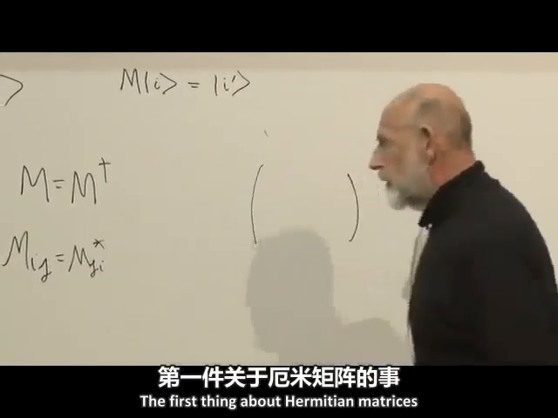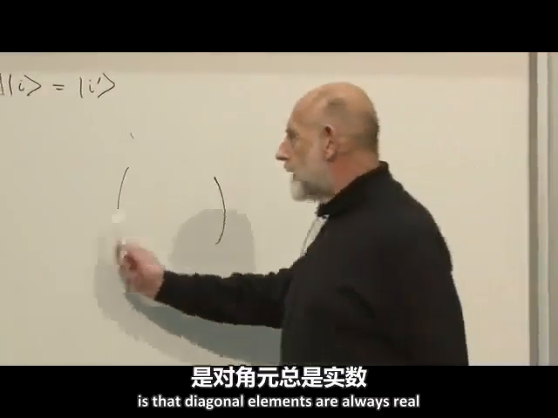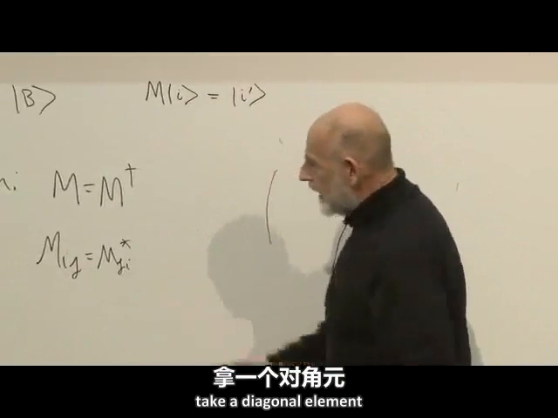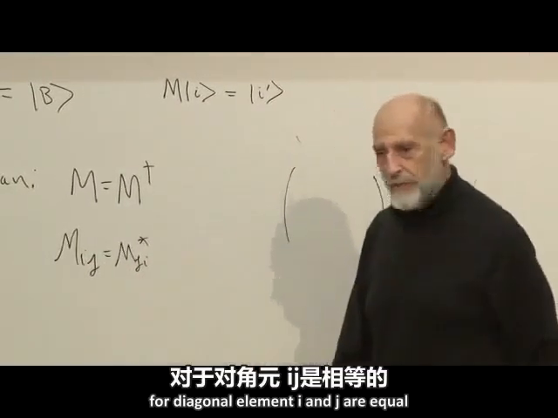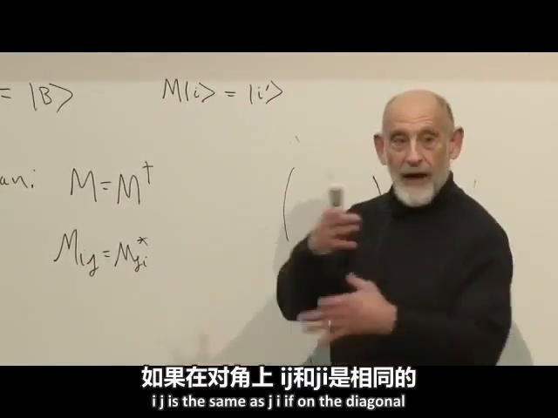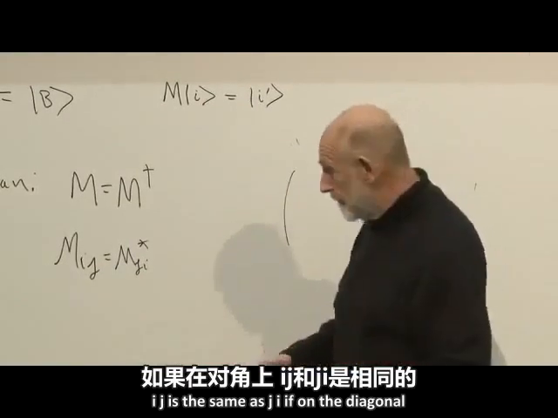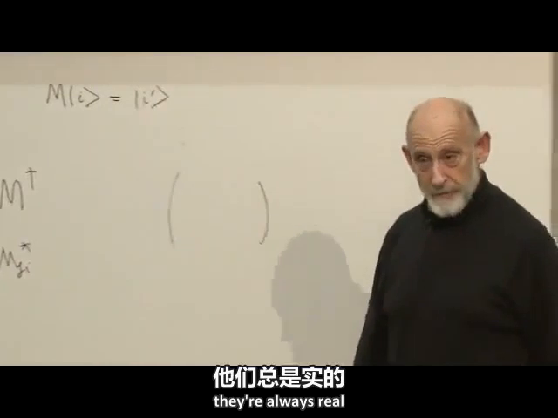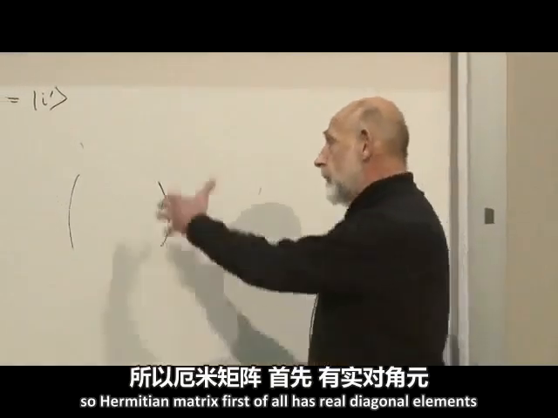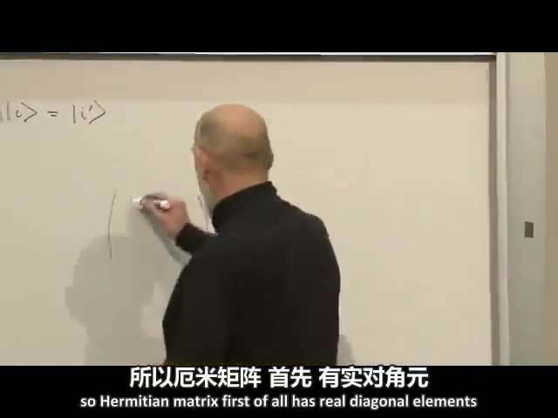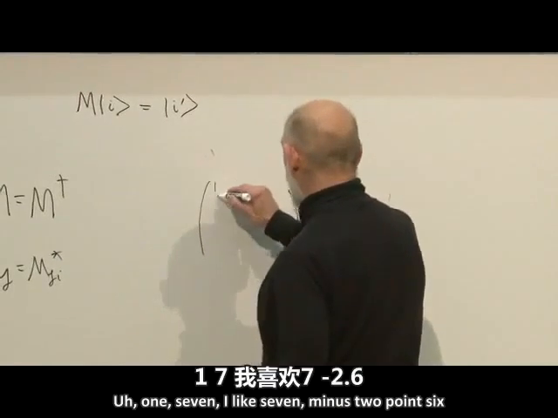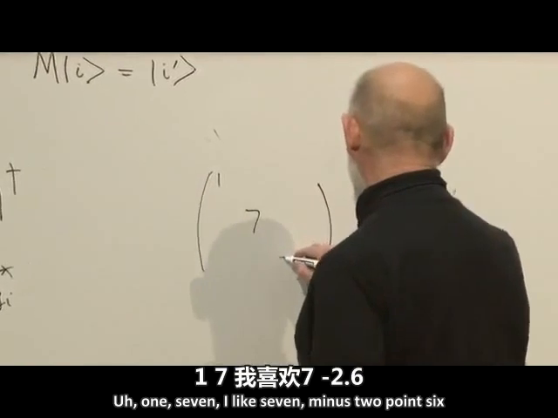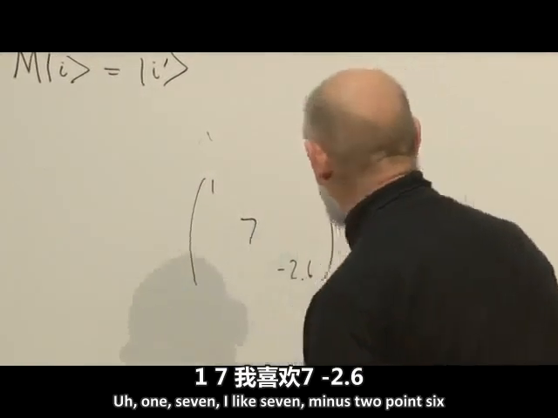The first thing about Hermitian matrices is their diagonal elements are always real. For a diagonal element, i and j are equal. Ij is the same as ji if on the diagonal. So for the diagonal elements, they're always real. So a Hermitian matrix, first of all, has real diagonal elements. 1, 7, I don't know, 7, minus 2.6 on the diagonal.